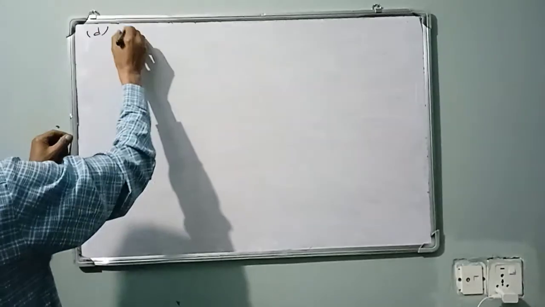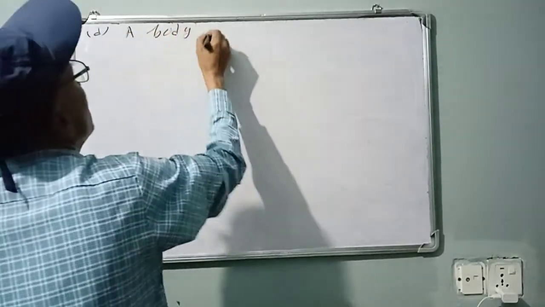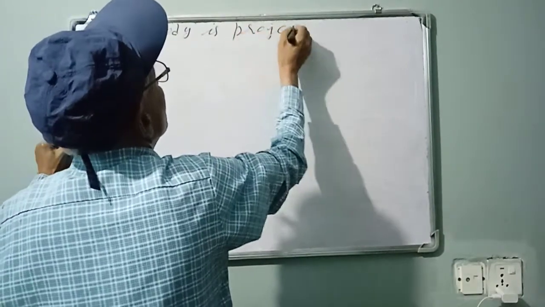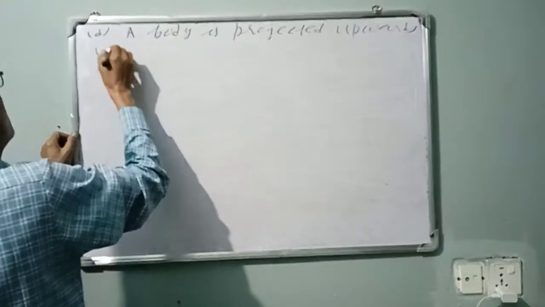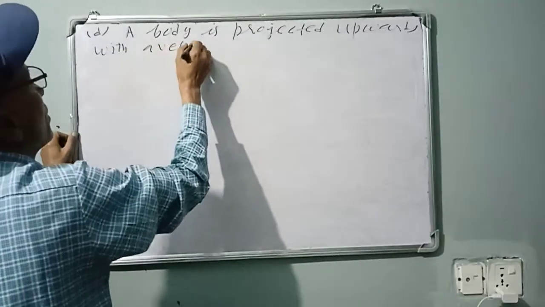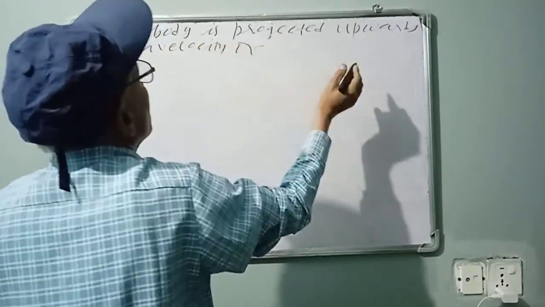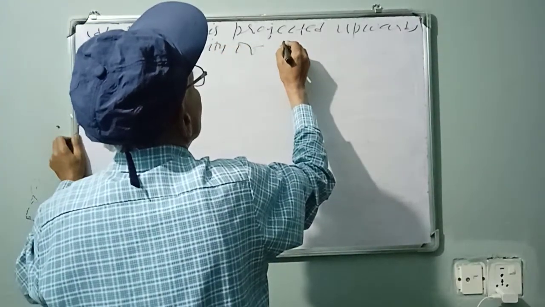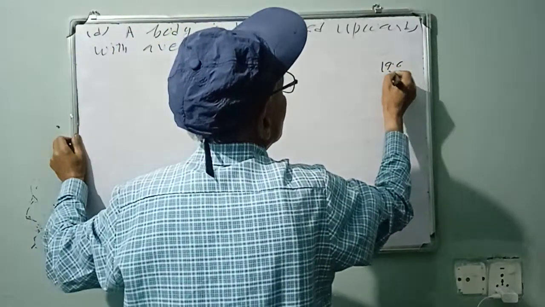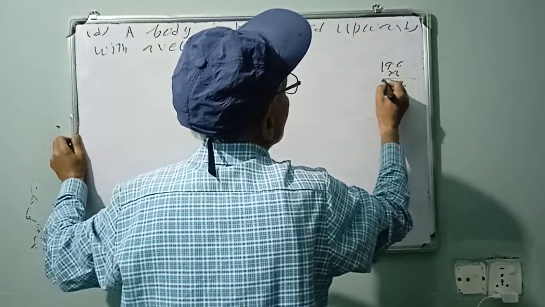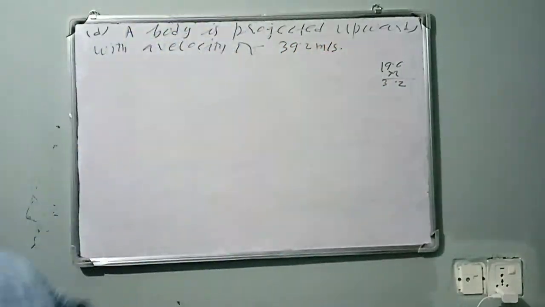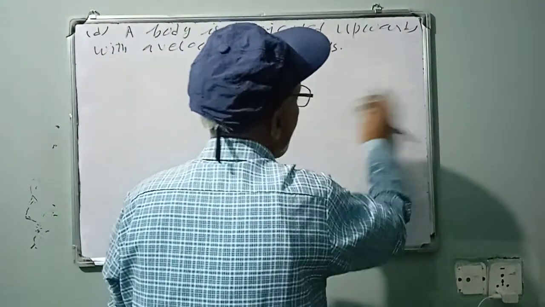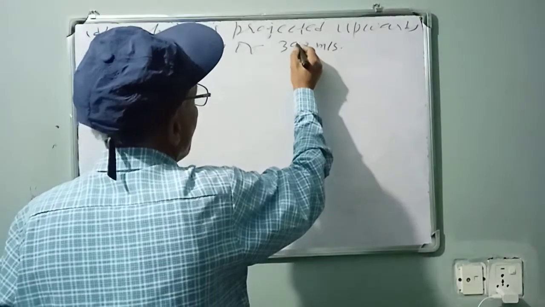Question number D. A body is projected upwards with a velocity of, say, 39.2 meter per second. This is the case of upward motion. A body is projected upwards with a velocity of 39.2 meter per second.